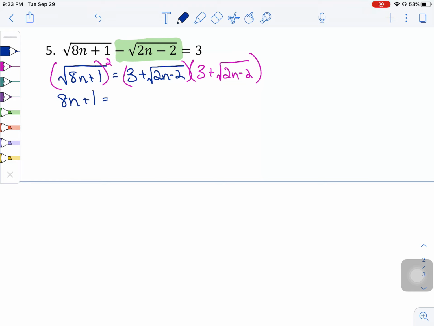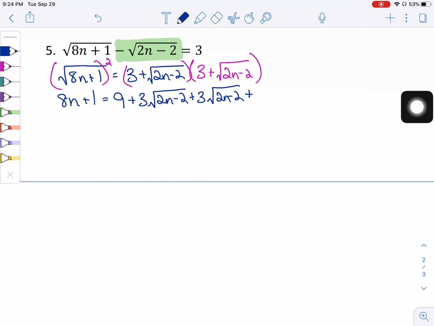Right side, not so easy. You need to multiply this mess out. So we've got 3 times 3 is 9, plus 3 times root 2n minus 2, plus another 3 times root 2n minus 2, plus now, I have root 2n minus 2 times root 2n minus 2, which means I really have root 2n minus 2 squared. So all that turns into is just 2n minus 2.